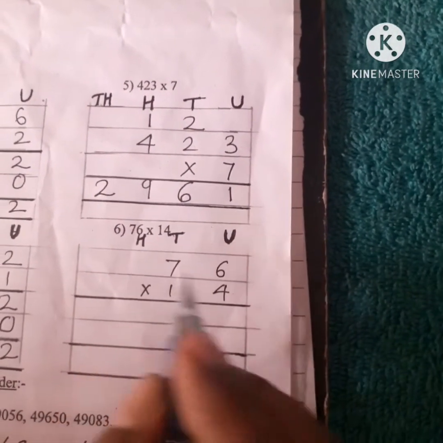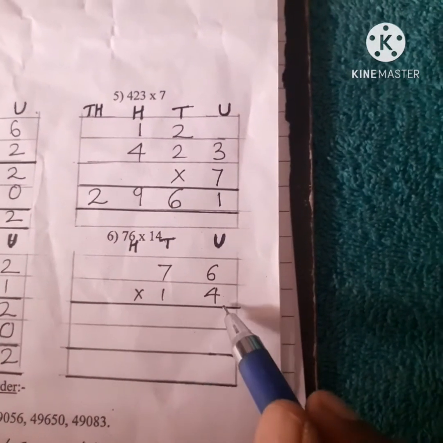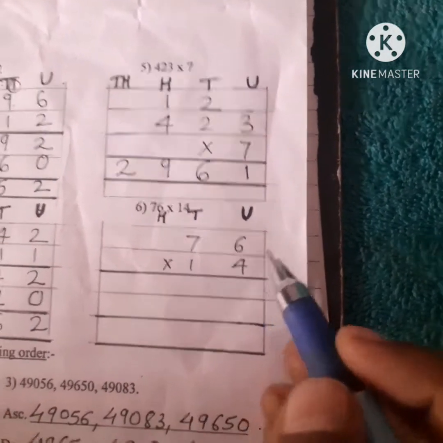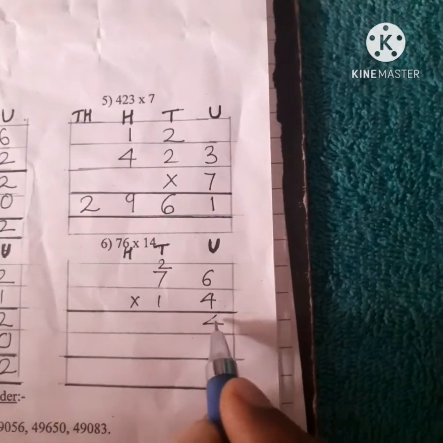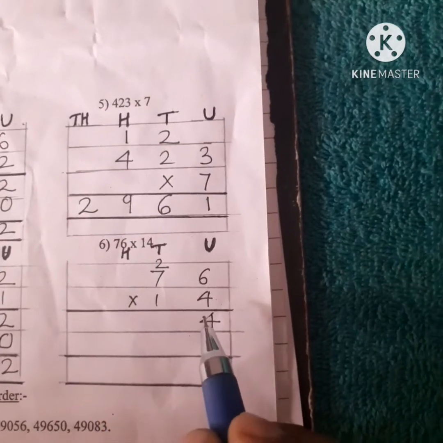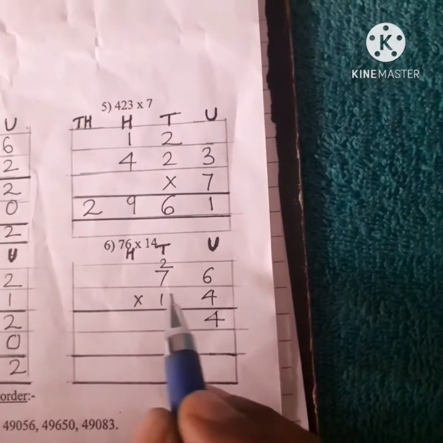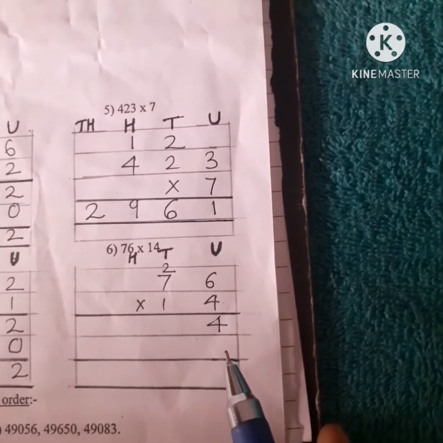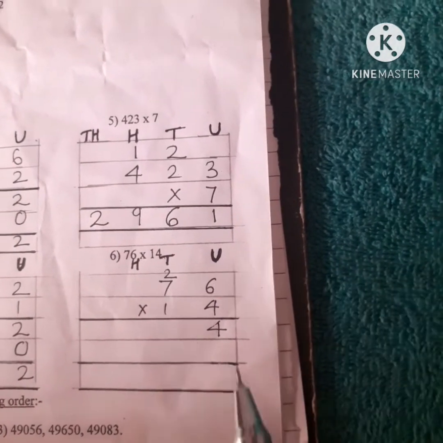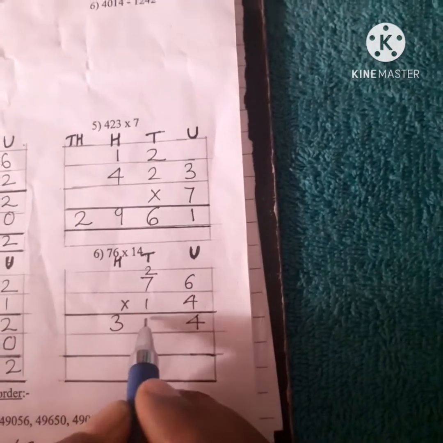Now, 2 digit with 2 digit. Last question, that is number 6. 76 multiplied by 14. So let's start. 4 6s are 24. 2 in tens place, 4 in unit place. After that 4 7s are 28. 28 plus 2, 30.